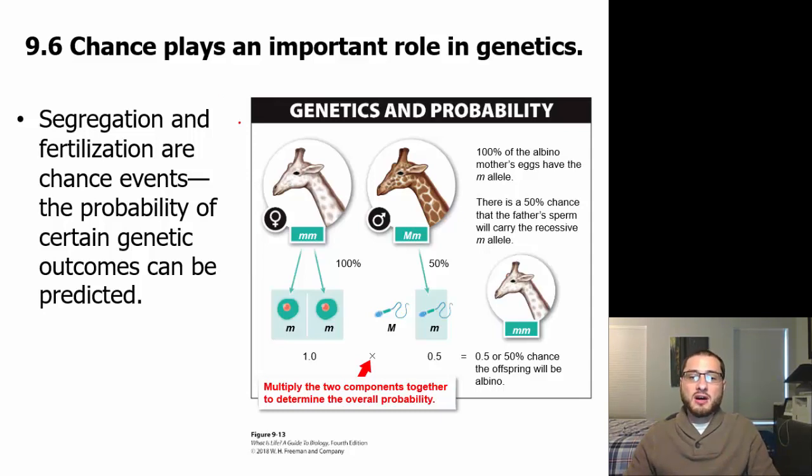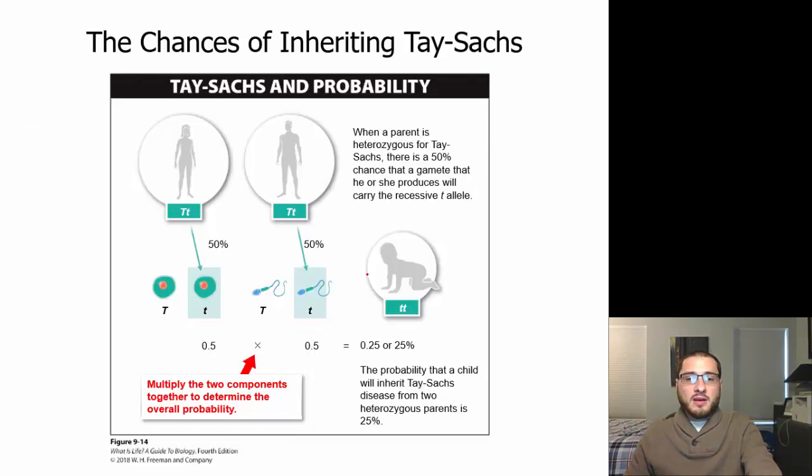So something like the pigmentation or the coat coloring, you see that it's 100% chance of having this albinism, and you have a 50% chance of having the albinism from the father. So you multiply them together, sometimes referred to as the product rule, and it means that there's a 50% chance that the offspring will be albino based on what the parents are.